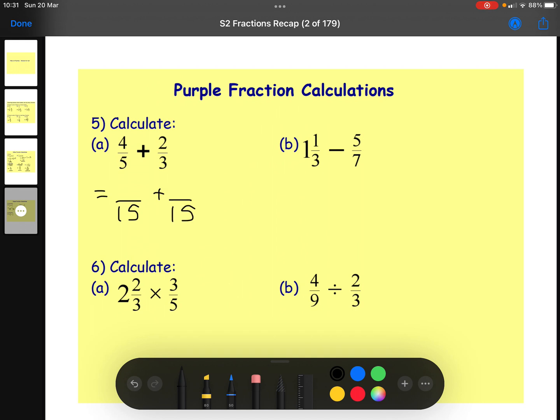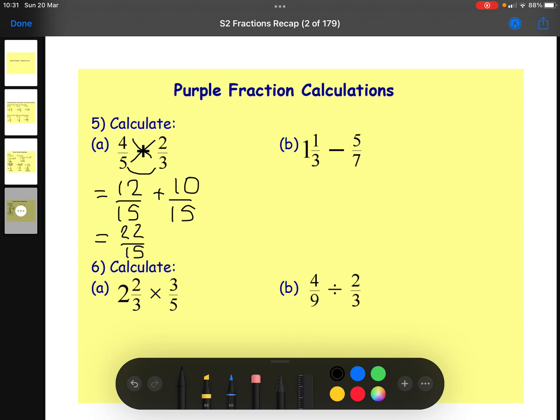We use the method called smile and kiss. We multiply the two bottom numbers together, which gives us 15. Our kiss then in the middle makes us do 4 times 3, so 12 for the top of the first fraction, 5 times 2, so 10 for the top of the second fraction. We then have a common denominator now, so we keep that as 15, and we add our two top numbers together, 12 plus 10 being 22.